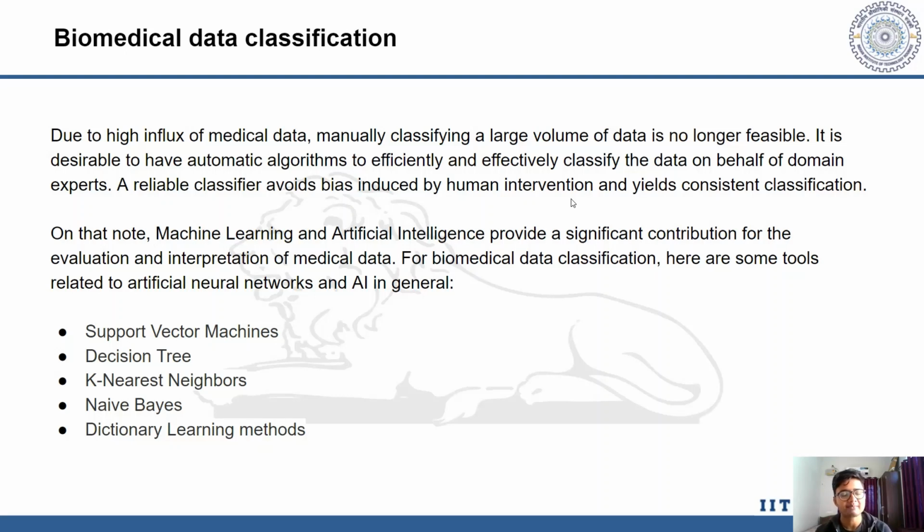Here, the application of machine learning, deep learning, and artificial intelligence is inevitable to efficiently classify the data, and a reliable classifier avoids bias induced by human intervention and yields consistent classification. For biomedical data classification, here are some tools related to artificial neural networks and artificial intelligence in general. These are support vector machines, decision tree, k nearest neighbor, that is KNN, naive Bayes based on the Bayes theorem of probability, and dictionary learning methods. We'll be seeing them one by one.